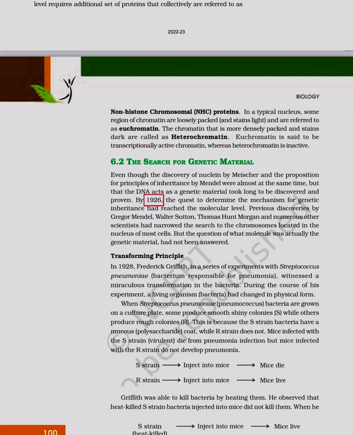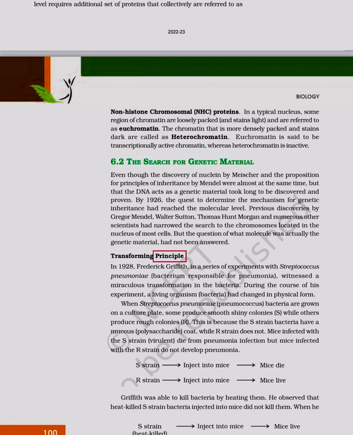By 1926, the quest to determine the mechanism for genetic inheritance had reached the molecular level. Previous discoveries by Gregor Mendel, Walter Sutton, Thomas Hunt Morgan and numerous other scientists had narrowed the search to the chromosomes located in the nucleus of most cells. But the question of what molecule was actually the genetic material had not been answered.